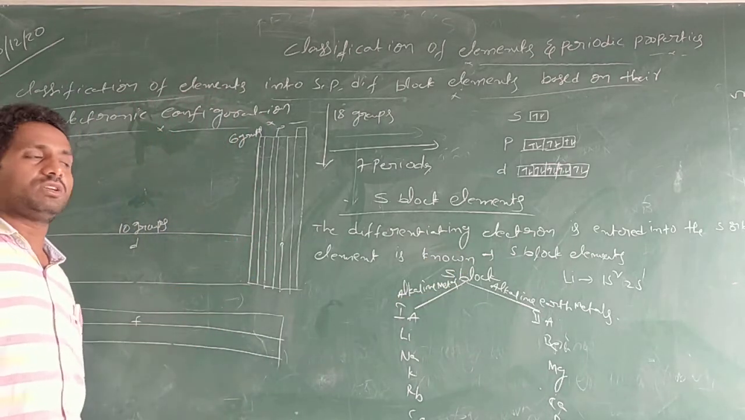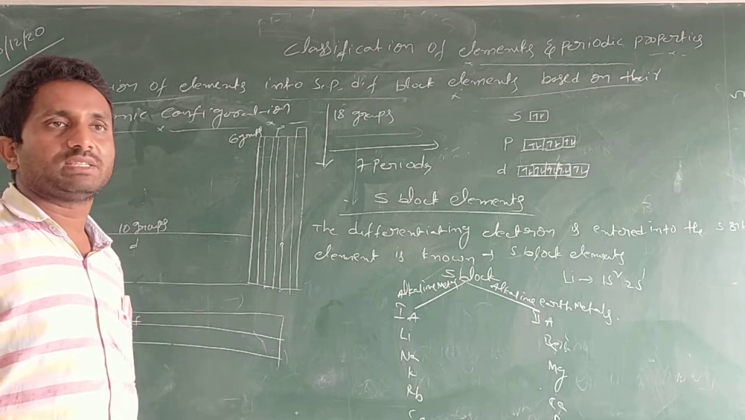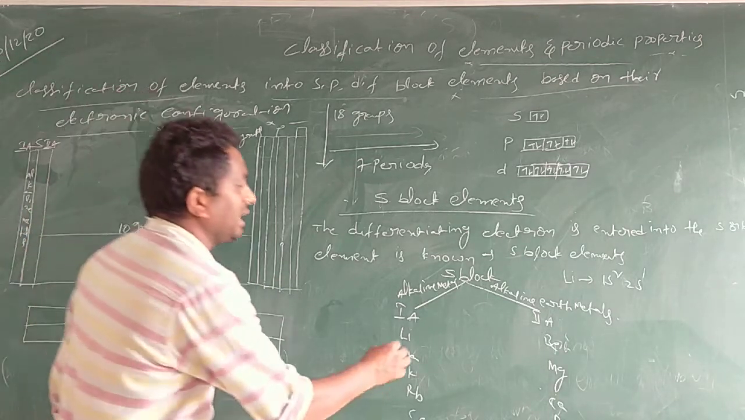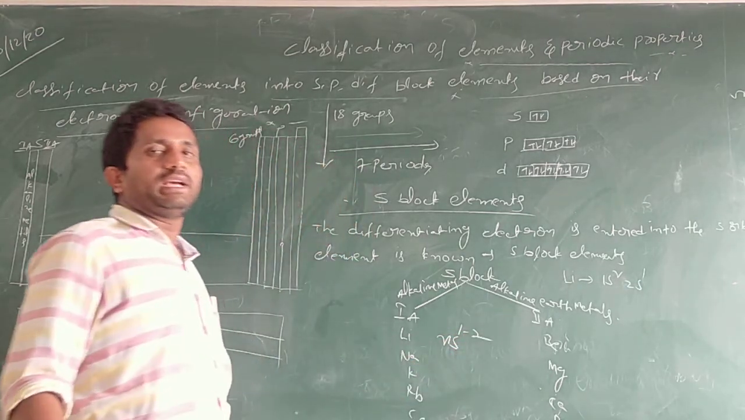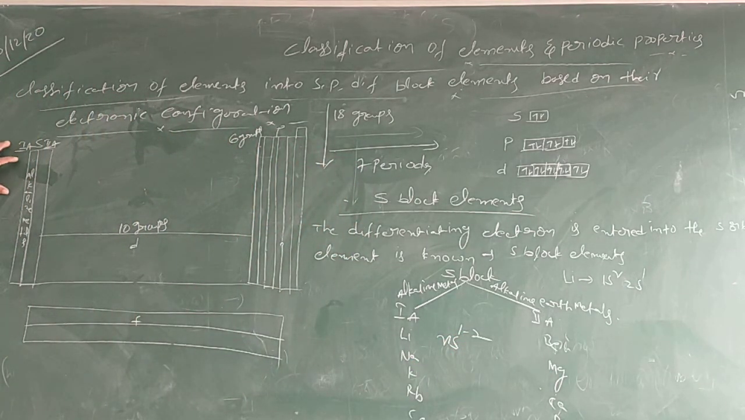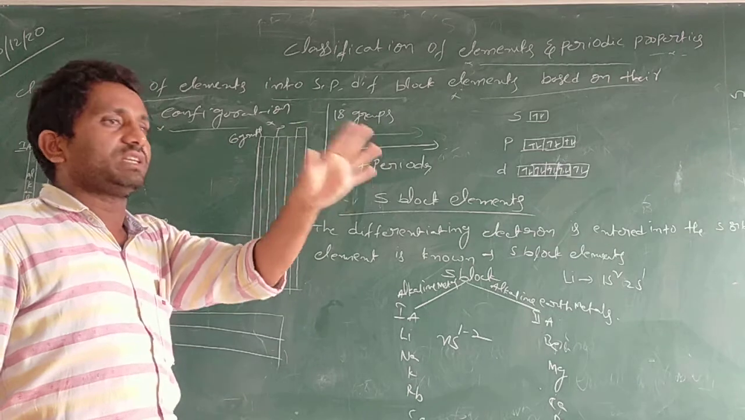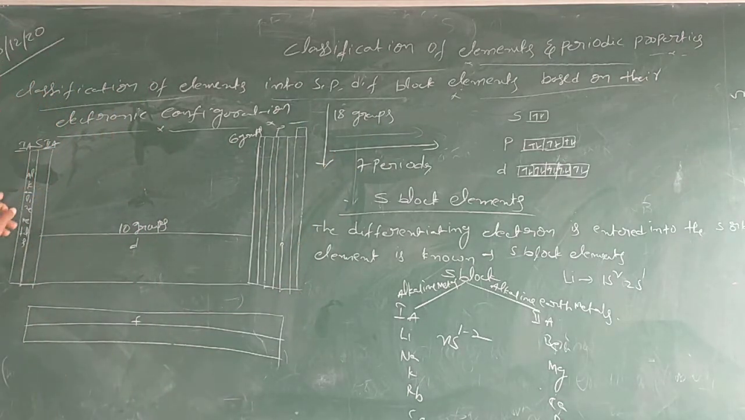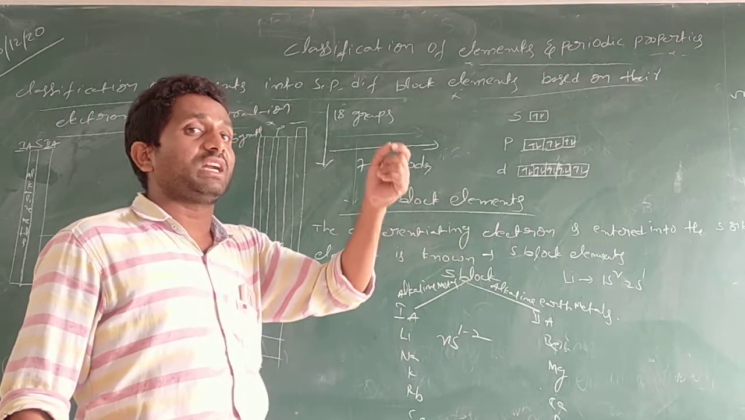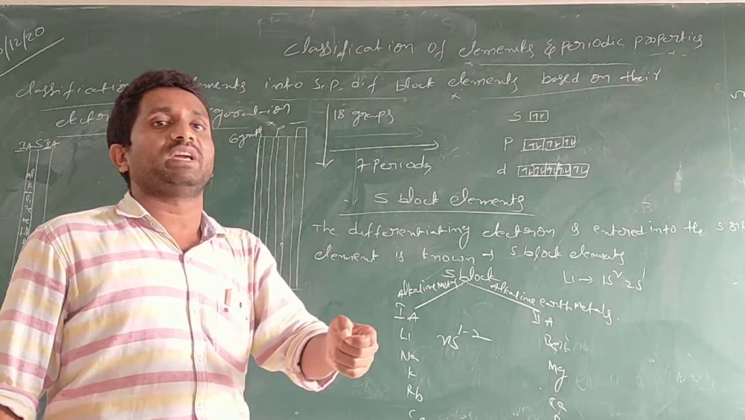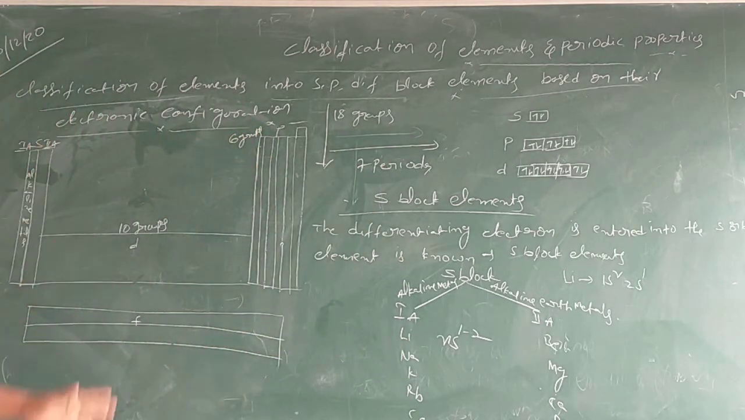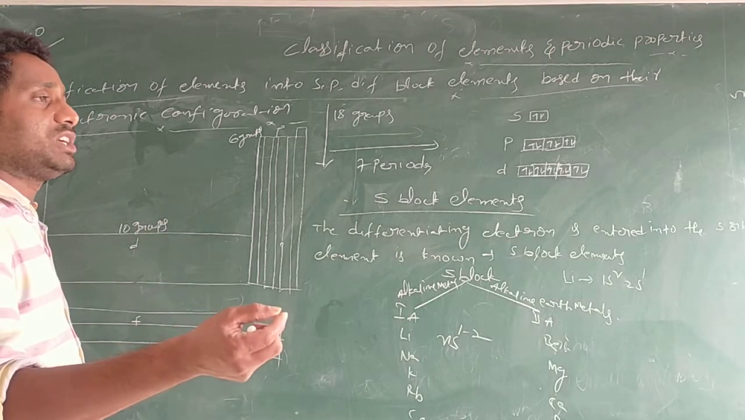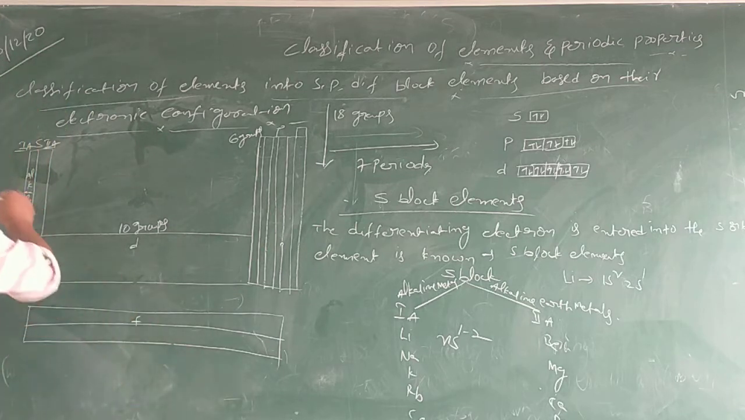So these are the electrons. What is the electronic configuration of S block elements? The valence electronic configuration of S block elements is ns1 and ns2. For first group elements, the last electron enters the s orbital, so the valence electronic configuration is ns1. That is known as first group elements.